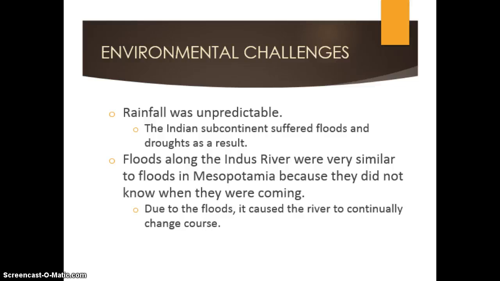Challenges that they faced were the fact that there are floods that are unpredictable, just like Mesopotamia. They didn't know when it would rain and when it would not. They had floods, they also had droughts. They had both ends of the spectrum. And with these floods, the river would constantly change course. So it wasn't like an immediate effect where all of a sudden, oh my gosh, look at the river, it's in a different spot. It's over time, it's going to change.